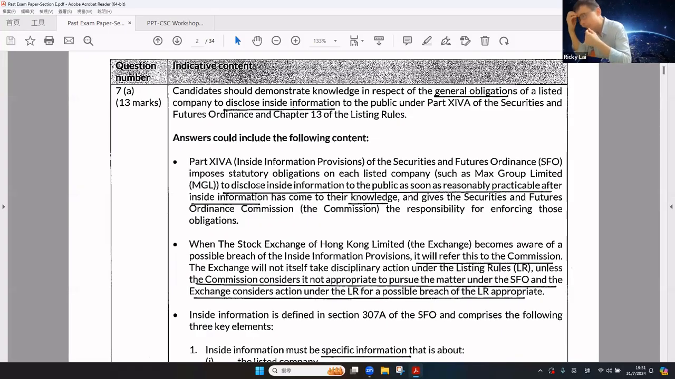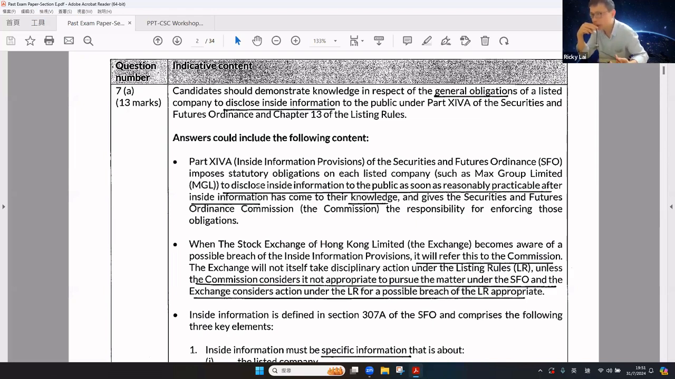First of all, under the SFO, there is a legal obligation on the listed company to disclose inside information as soon as reasonably practicable after the inside information has come to its knowledge, and the SFC is given responsibility for enforcing the obligation. The company, directors and officers may have knowledge of the inside information, so if there is any inside information, the company must publish an announcement as soon as reasonably practicable.